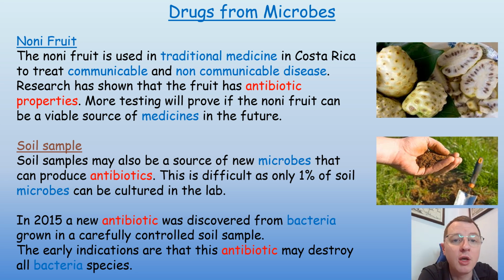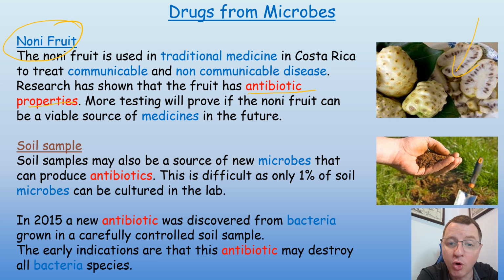One example of this comes from Costa Rica, and that is known as the noni fruit. And we can see some examples of the noni fruit here. The noni fruit is used in traditional medicine in Costa Rica to treat communicable and non-communicable diseases. Research has shown that the fruit has some antibiotic properties. However, more testing will prove if the noni fruit can be a viable source of medicines for the future. So there are a number of chemicals from the noni fruit going through drug trials right now. And again, I will put in the links below a link to my video on drug trials.